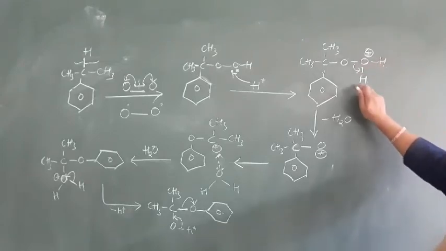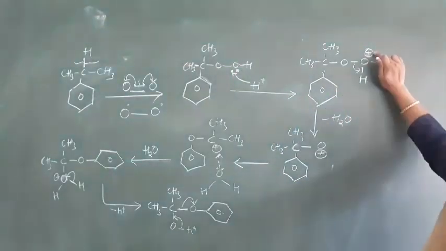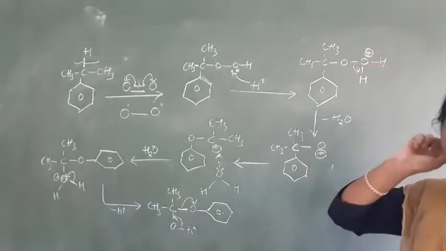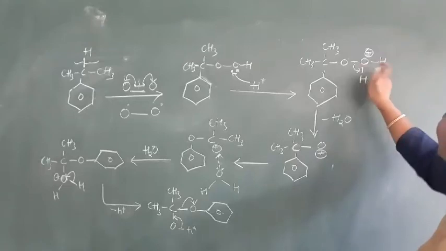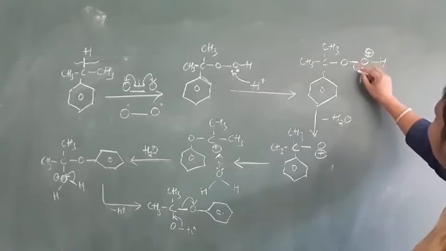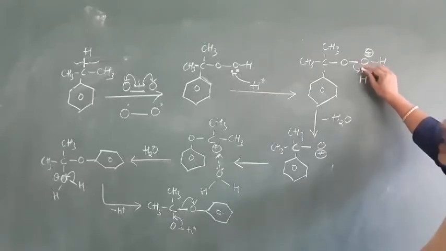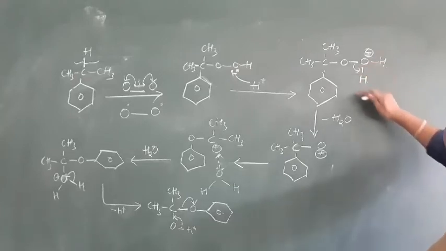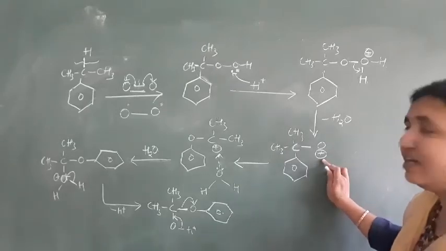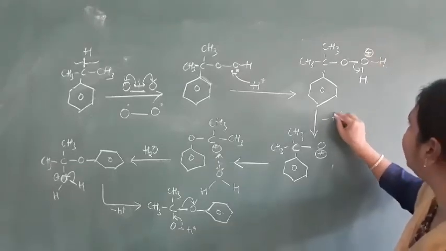Now what will happen here? Because this oxygen's electron is gone, a positive charge will come on this oxygen. This positive charge on oxygen is unstable, so it will take the electrons of this bond. This bond will break and it will leave as H2O. Now a positive charge will come on this oxygen, because this bond breaks and H2O is removed.